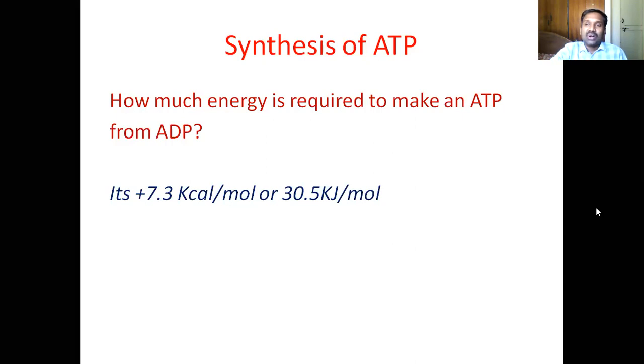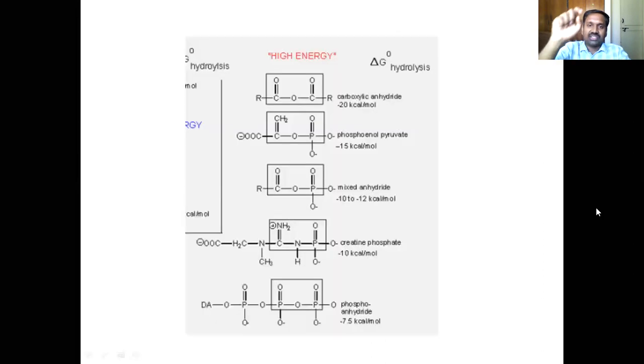Is it not? So in a nutshell, the reaction coupled to make ATP should have a higher delta G than ATP hydrolysis itself. So a much more exergonic reaction should be there, and that has to be coupled. But till now, the only exergonic reaction we have seen is ATP hydrolysis. Now we will see some more reactions which are much more exergonic than ATP hydrolysis.